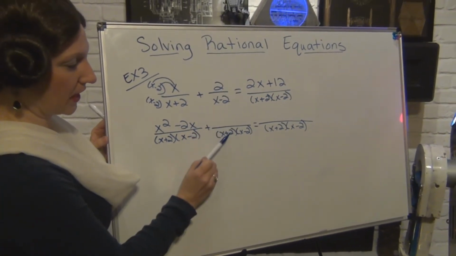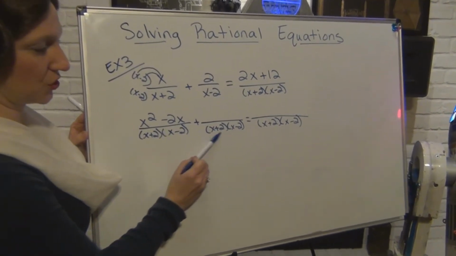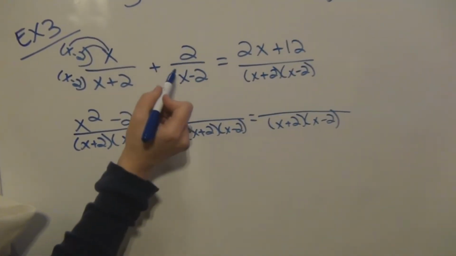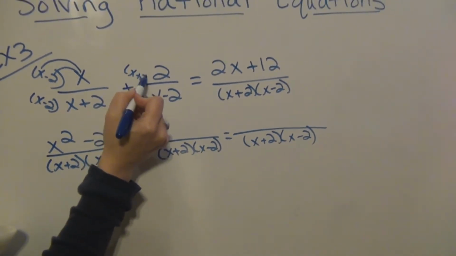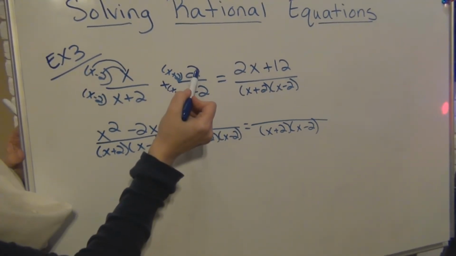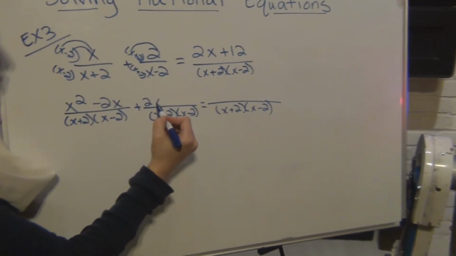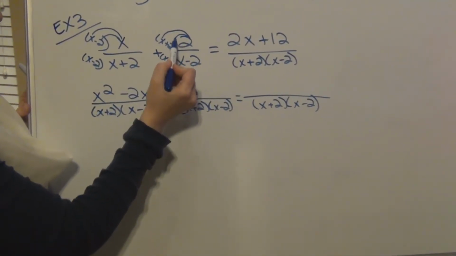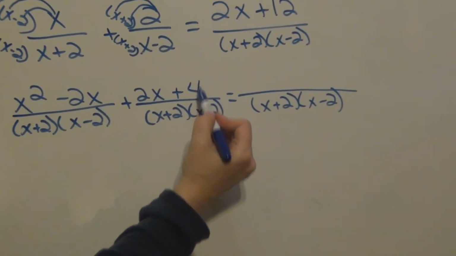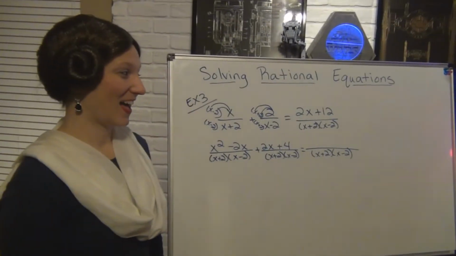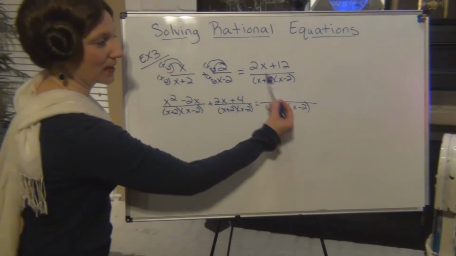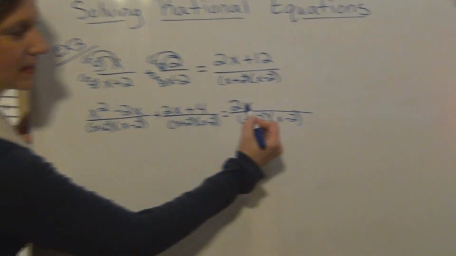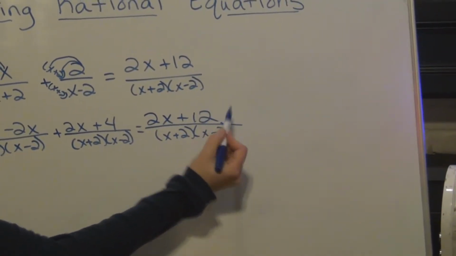For this denominator, all I'm missing is the x plus 2. So I'm going to multiply this by x plus 2 for top and bottom. 2 times x is 2x. 2 times 2 is 4. All right, last one. The denominator is already correct, so we are going to go ahead and just bring down the numerator.